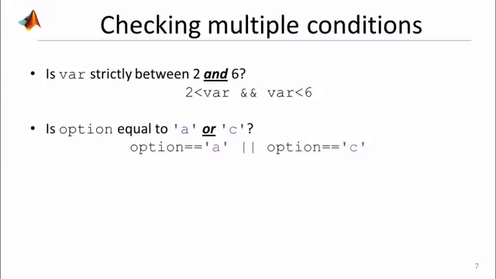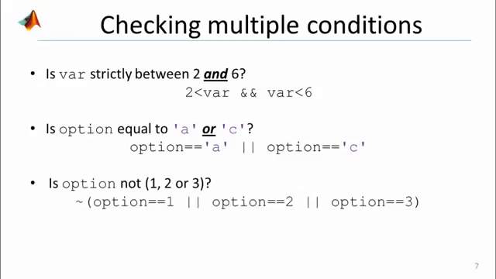Maybe I want to check if an option is equal to A or C. Imagine a menu where you offered the options A, B, C, and you want to proceed if the option is equal to A or C. In that case, you would write option is equal to A or option is equal to C. In that case, only one of these conditions needs to be true to proceed.